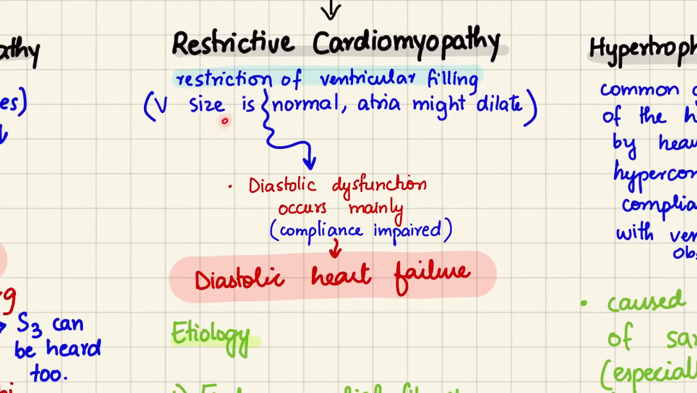In this case, the ventricular size is normal because there is only deposition of fibrosis in the ventricle, but the atria might dilate. That is because when the ventricles are not dilating and accommodating that amount of blood, then the atria have to compensate for that, and they might dilate if they are not undergoing fibrosis as well.